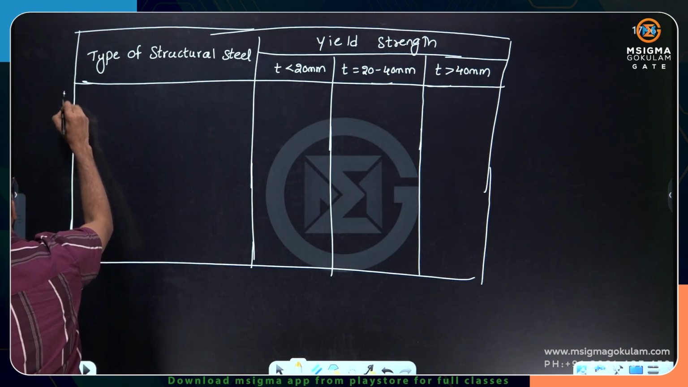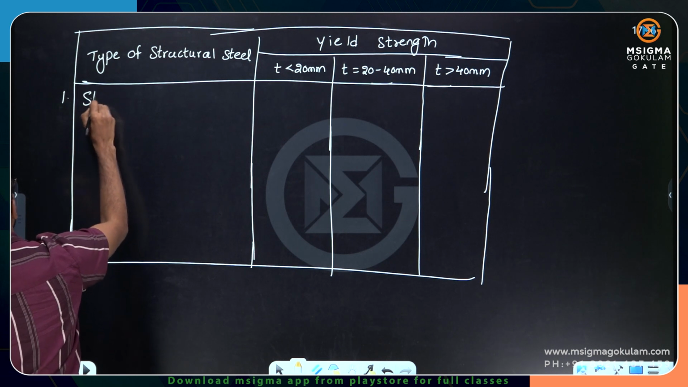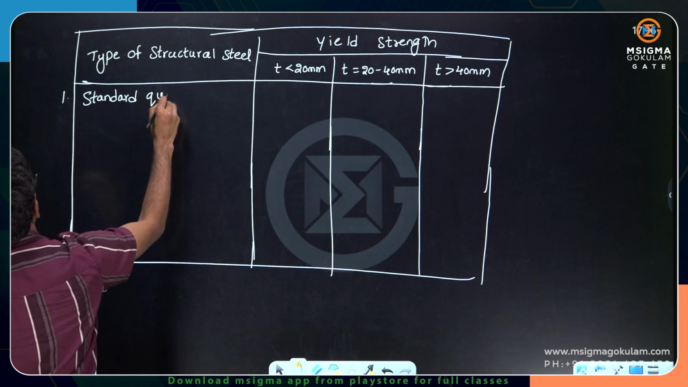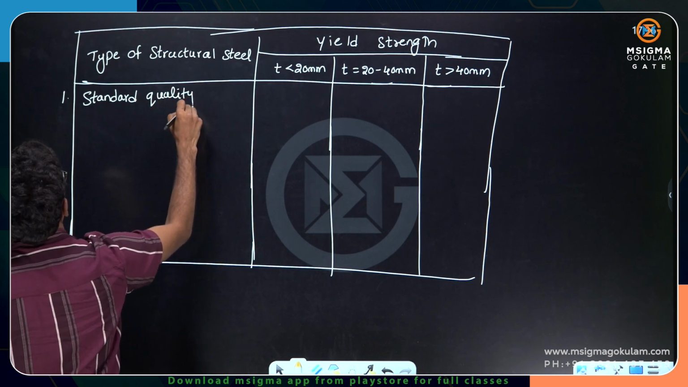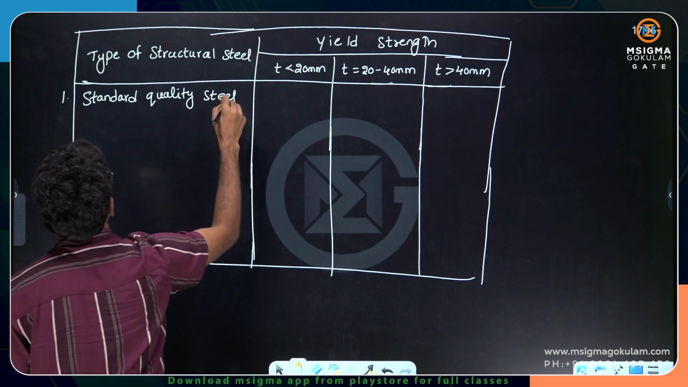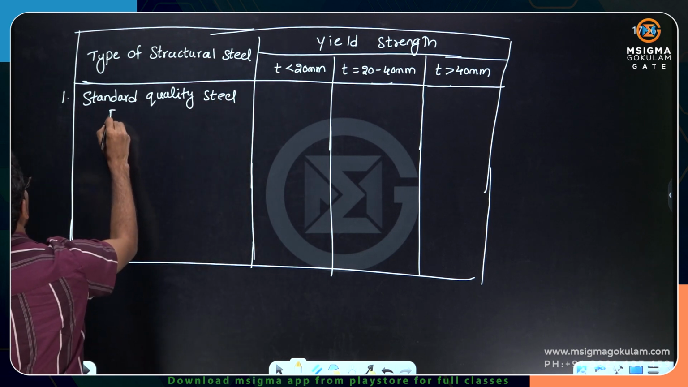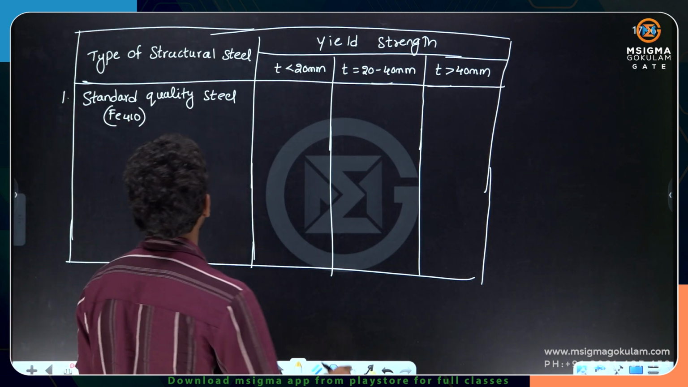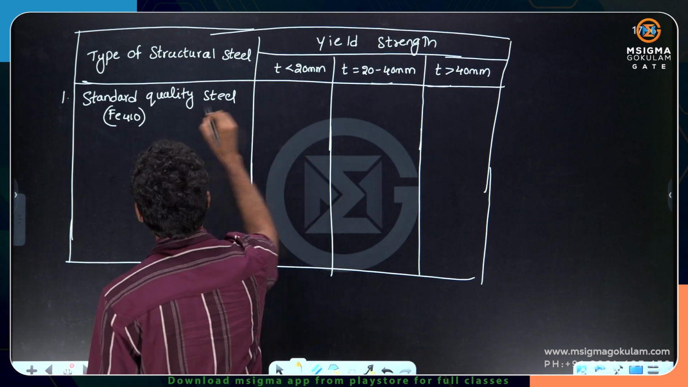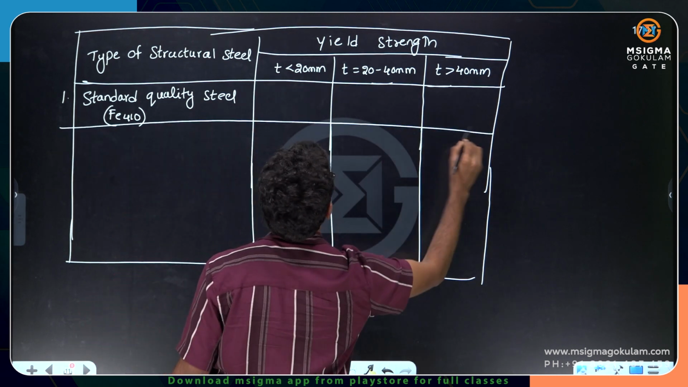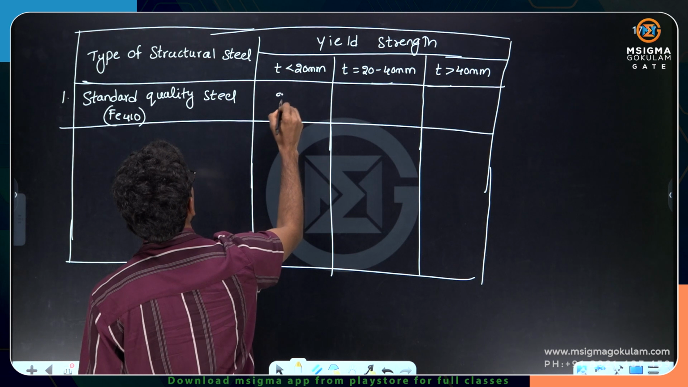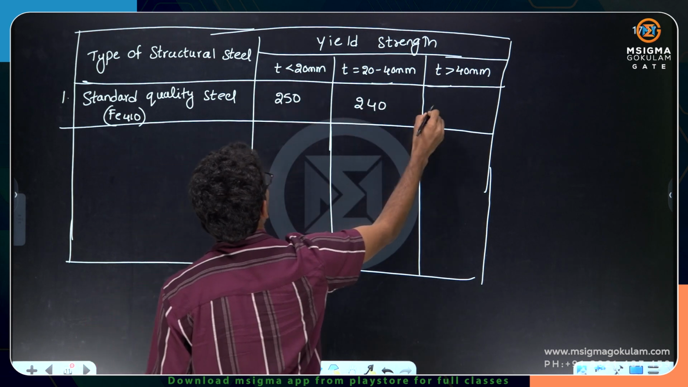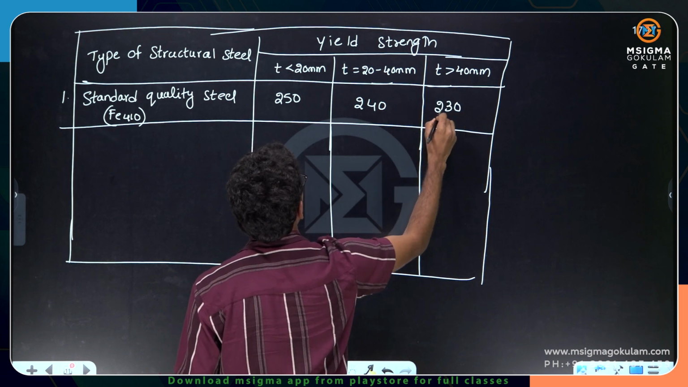The first one, basically we are talking about standard quality steel. For standard quality steel, which is designated with the symbol Fe410, what are the corresponding yield strengths? So, if the thickness of this standard quality steel is less than 20 mm, then it is taken as 250 megapascal, then 240 megapascal, then 230 megapascal.